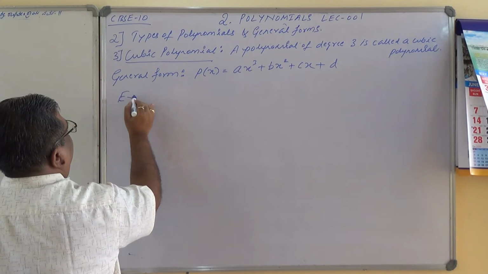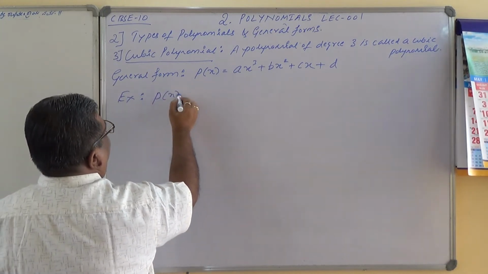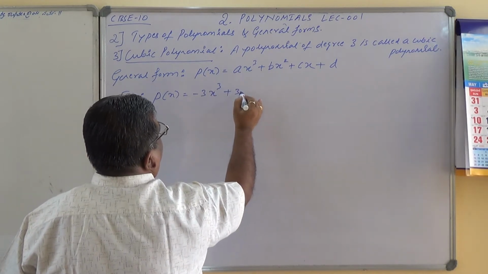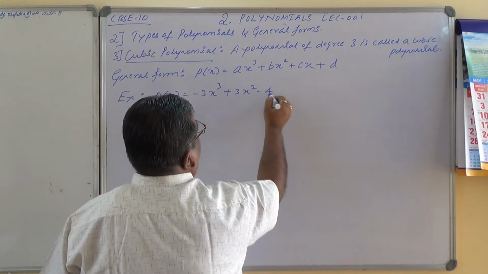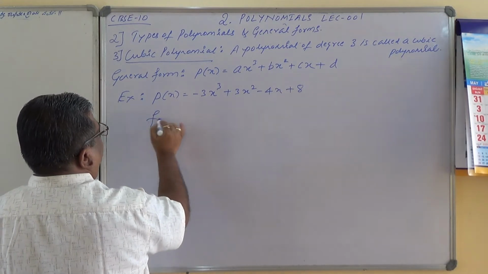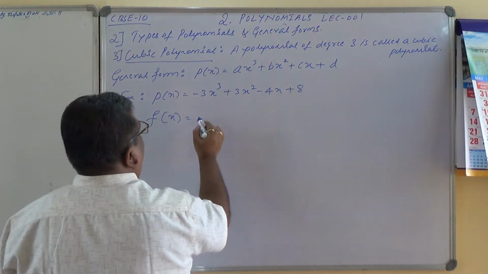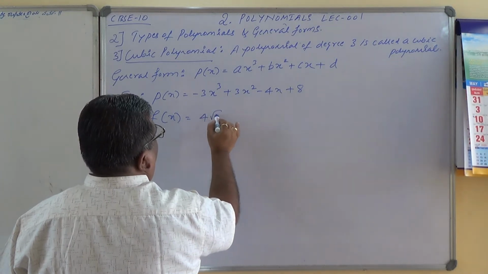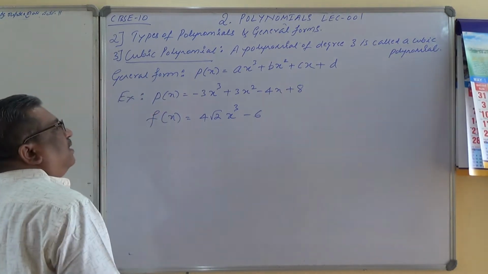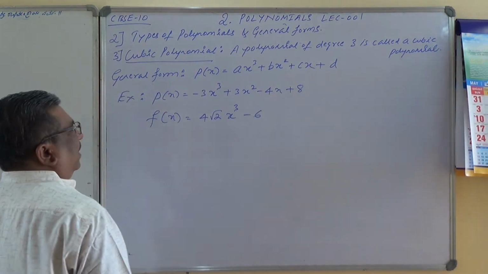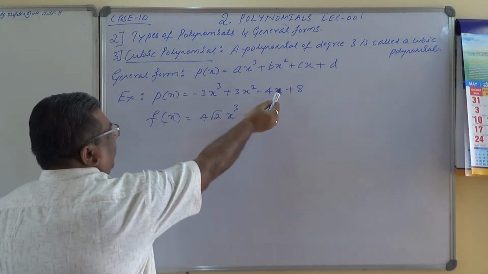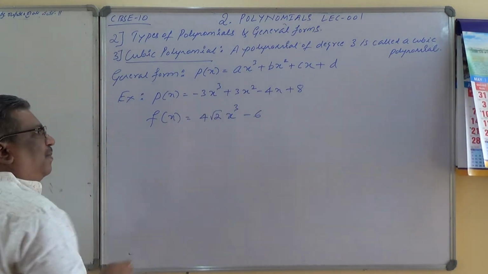Examples: P of x equals minus 3x cube plus 3x square minus 4x plus 8. Another example I'll take: f of x equals 4 root 2 x cube minus 6. These are a few examples of cubic polynomials. Here, what is the degree? The highest power of the variable is 3 here. If you compare all this, this is 1, 2, 3, the highest power is 3, hence it is a cubic polynomial.